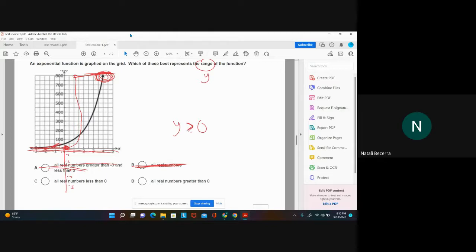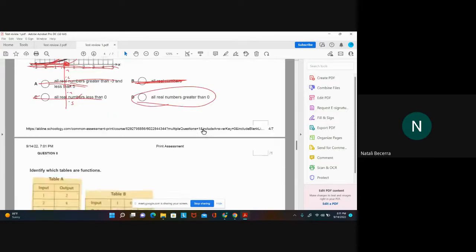The reason why it's not greater than or equal to, sorry, oh, I shouldn't have written that because now I can't delete it. The reason why it's just greater than and not greater than or equal to is because remember how I said this is really close to 0, but it's never going to touch 0. So 0 can't be included because it's never going to touch it. So it says all real numbers greater than 0. Like I said, y is greater than 0, so all real numbers have to be greater than 0 because the numbers are getting bigger. Okay, moving on.